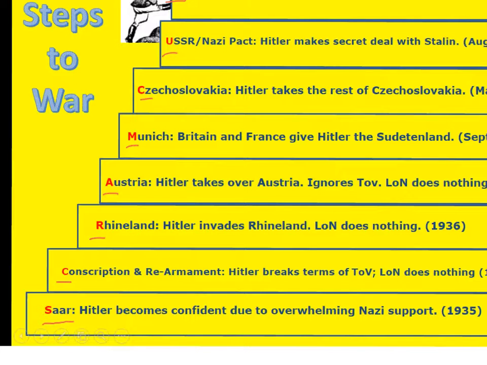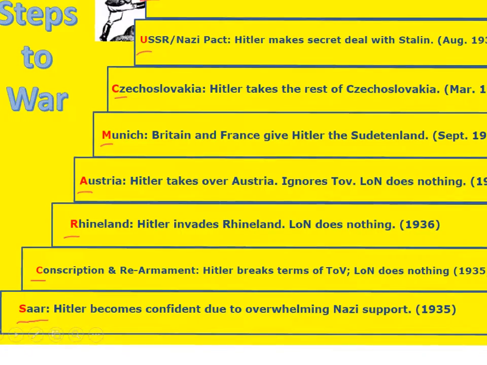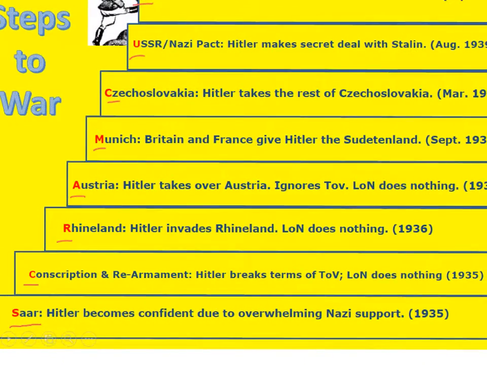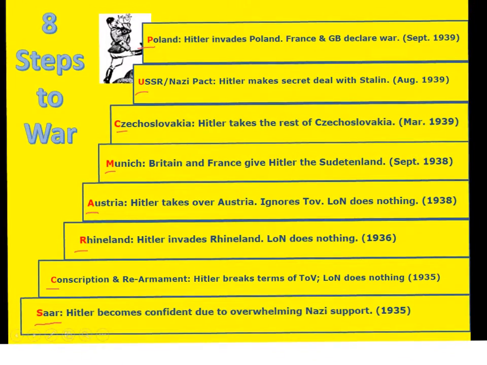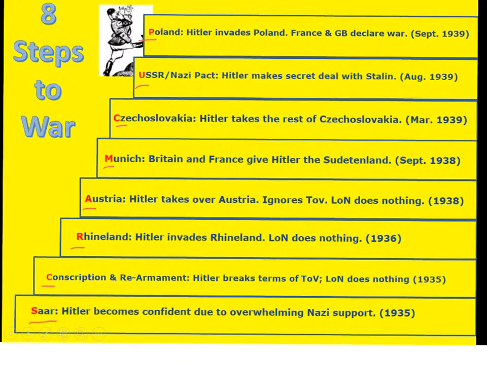Now our next step is looking at C, which stands for conscription and rearmament. And the main thing with conscription and rearmament is that, once again, it matches one of Hitler's aims, which is to break and abolish the terms of the Treaty of Versailles.